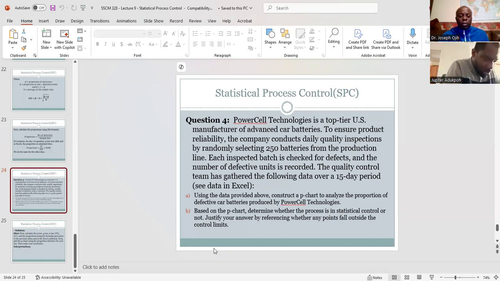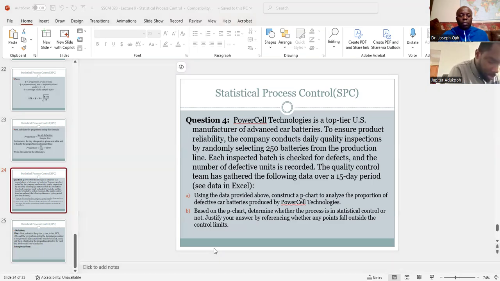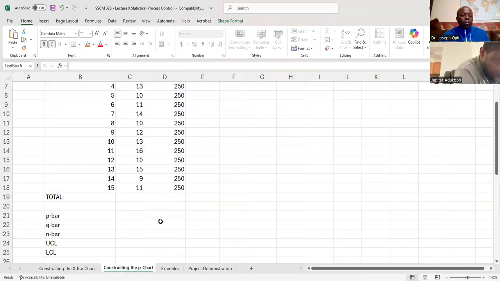So let's do it. We are given the information, the data, so we can just start working on it. The first thing is to get the total, right here.